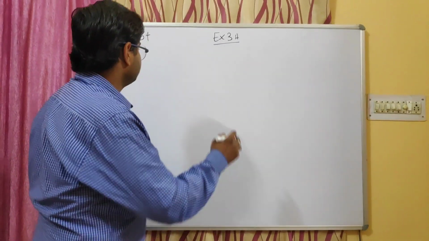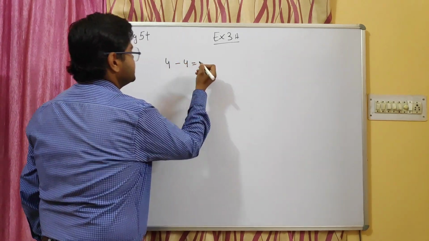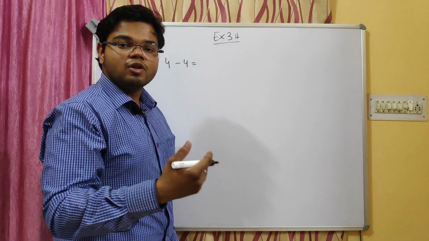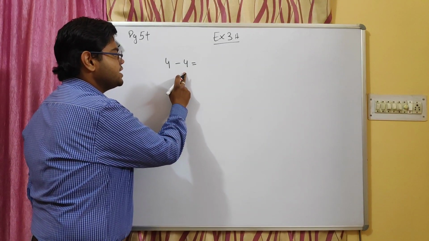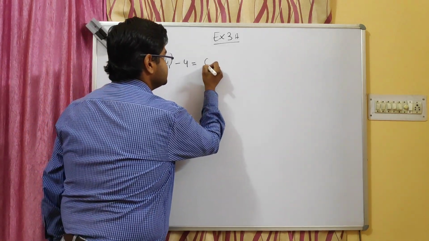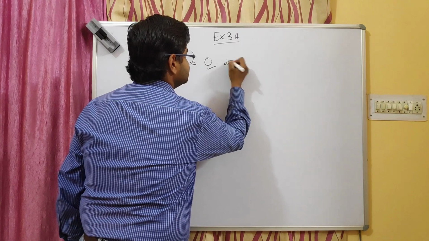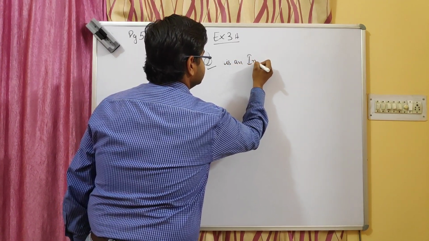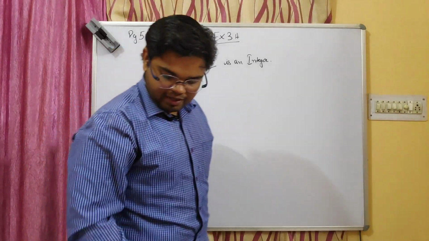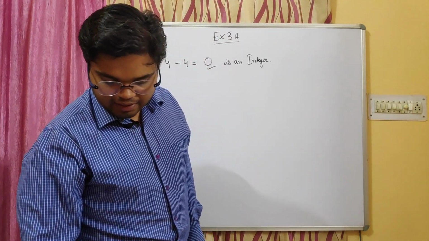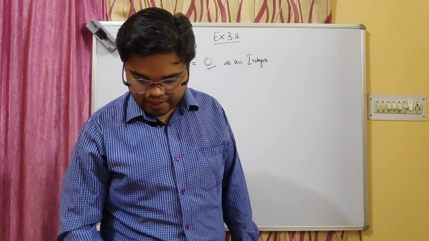Okay, so children, we already know this. If we subtract two integers, the result will also be an integer. So if we subtract 4 from negative 4, the result will be 0. So from this we can say 0 is an integer. So the first part is true. And these true false questions you will be doing in your textbook only.